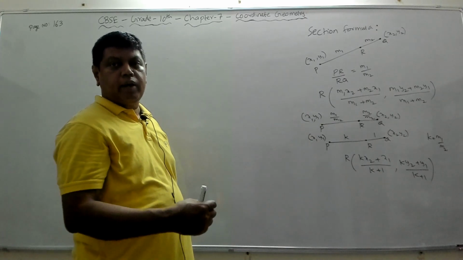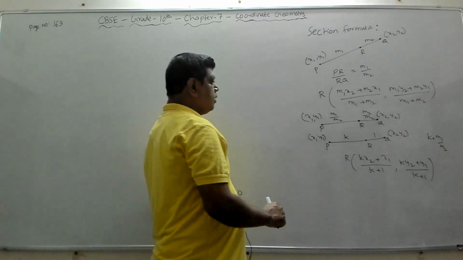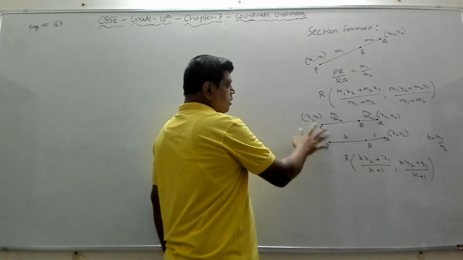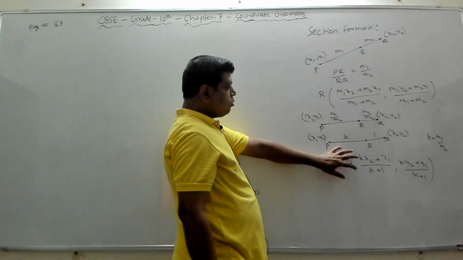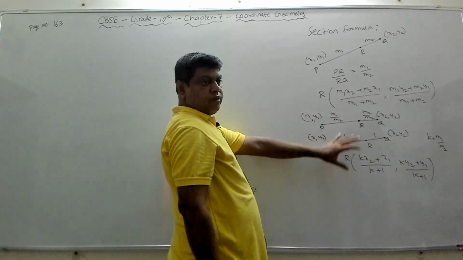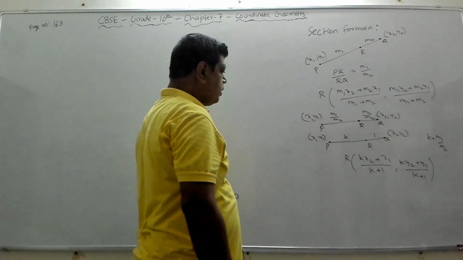Where what is the value of k? k is m1 by m2. Right? So both are equivalent formulas, the same formulas. We may use the formula like this, or we can use it like this. We can use it in any form.